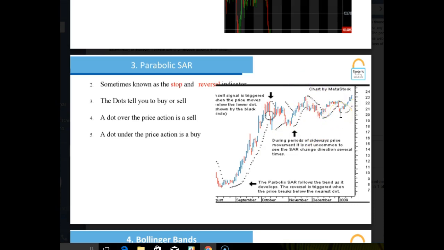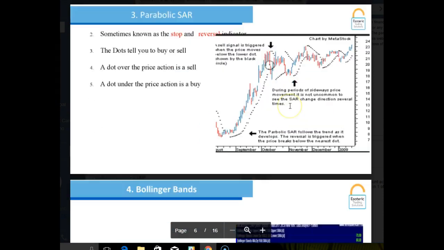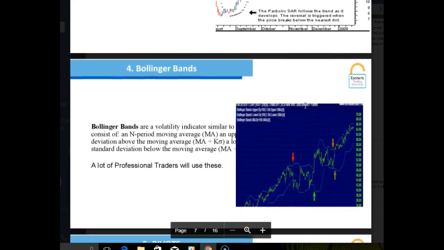So I really, really like that indicator. It comes out fairly early on the price action, and it pretty much tells you that you should be selling pretty quickly or buying pretty quickly.